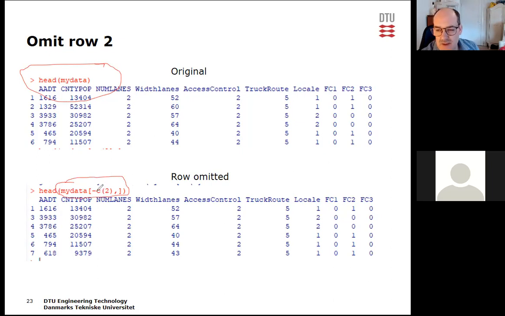C is a command that says create a vector for me. Anyway, negative C parenthesis 2. So I want the second row. And then I have nothing here. This is blank. I'm not going to touch the columns, so just leave it alone. So negative C2, and row 2 is gone.